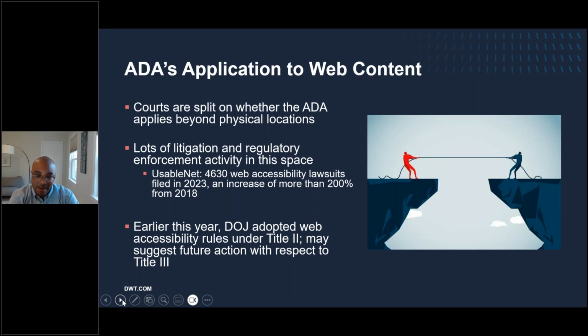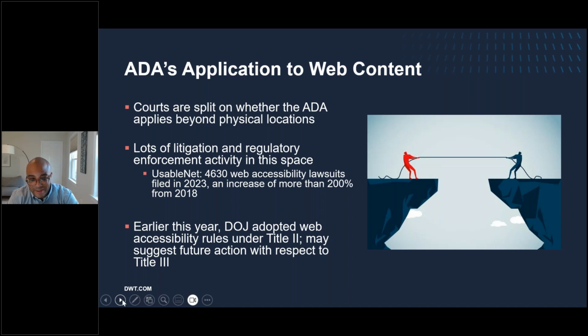And I should note, the Department of Justice is the regulatory agency that has enforcement authority over the ADA, but unlike in other areas of law, private litigants or private individuals can actually sue under the ADA. And so there's obviously even greater incidence of litigation activity as a result of that.